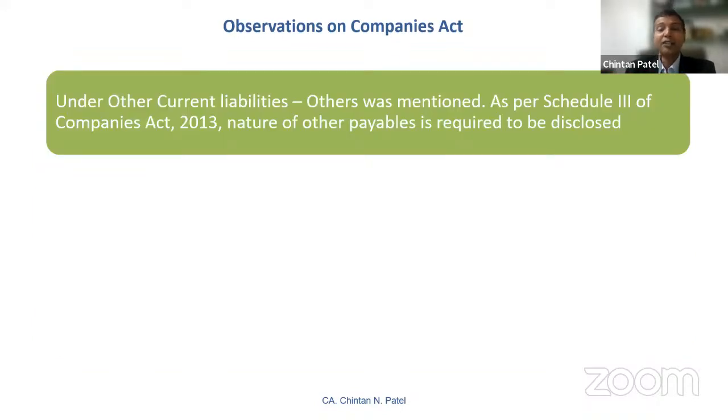Under other current liabilities, others was mentioned. But if you look at Schedule 3, it says that if there's others, you have to specify the nature of the item. Others simply is not sufficient. You need to look at Schedule 3. It says that you specify the nature, and as per the nature of the item, you have to provide.